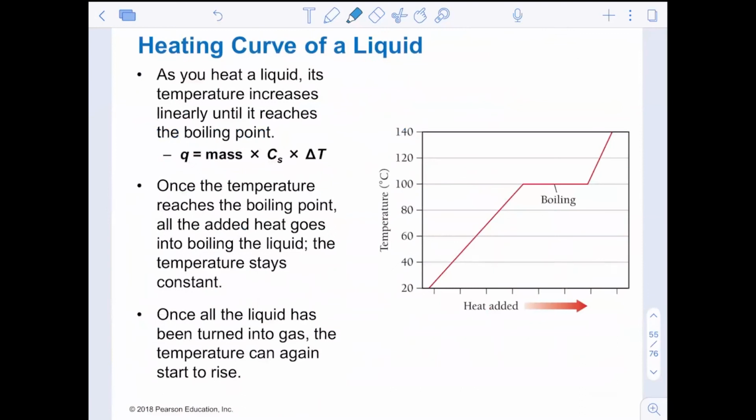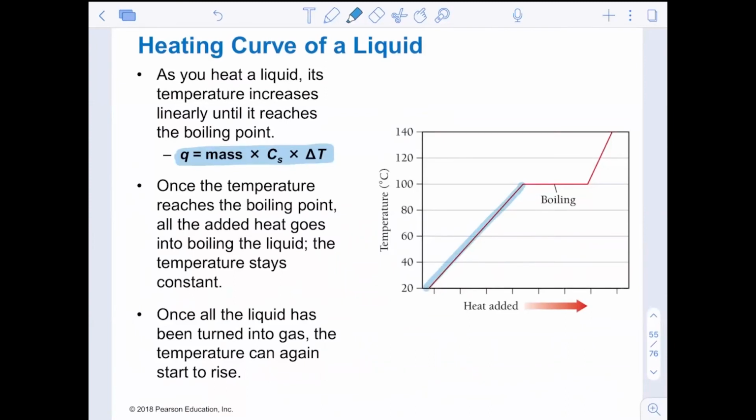Heating curves. Let's talk about some heating curves. As you heat a liquid, its temperature increases, right? Until it reaches the point of boiling. So we can use calorimetry. Ooh, calorimetry. Remember this guy? Heat is equal to the mass times the specific heat times the change of temperature. That we can use for this process when we think about heating a liquid, all right?